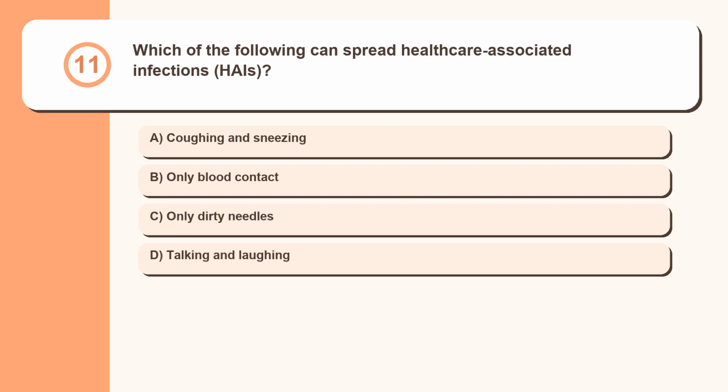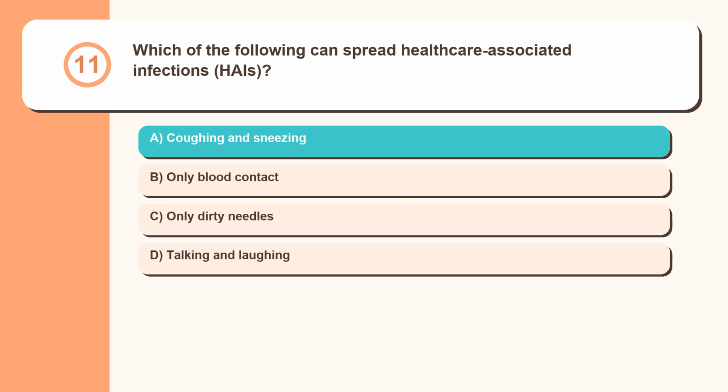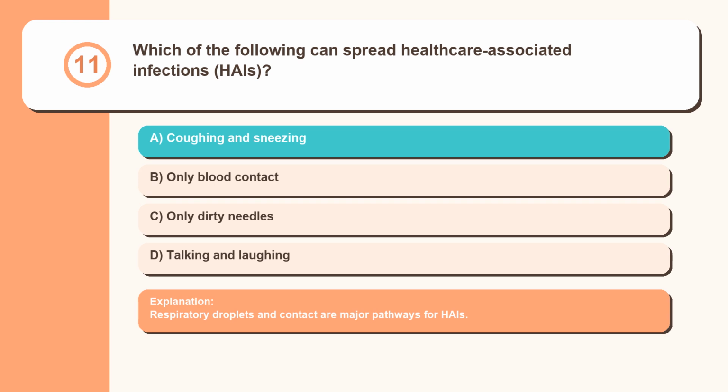Question 11. Which of the following can spread healthcare-associated infections? Hives; coughing and sneezing; only blood contact; only dirty needles; talking and laughing. Respiratory droplets and contact are major pathways for infections.